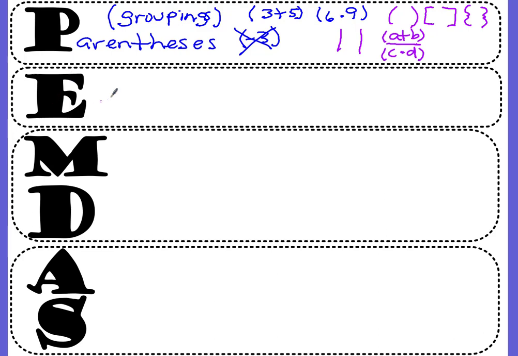Then after parentheses, you would do your exponents. Most of you learned about PEMDAS in elementary school, and you just kind of glossed over the E step because you hadn't learned about exponents yet. Well, we've already learned about exponents in 6th grade, so now we are going to actually get to use the E step for exponents. And that's when you have a number to a power.